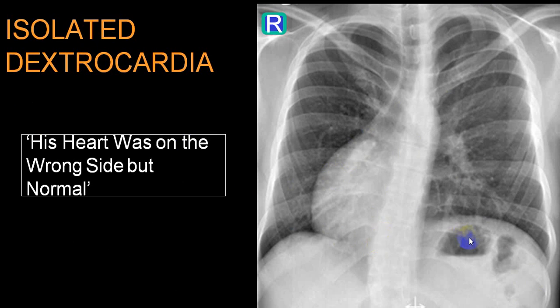Dextrocardia is there, but the stomach bubble is on the left side. So there is no rotation of abdominal viscera. So we call it isolated dextrocardia. So if there is isolated dextrocardia, or dextrocardia with situs solitus, then this particular person has a very high chance of having congenital heart disease.